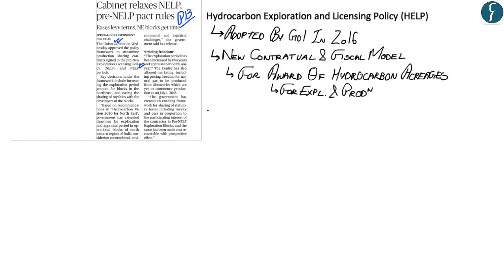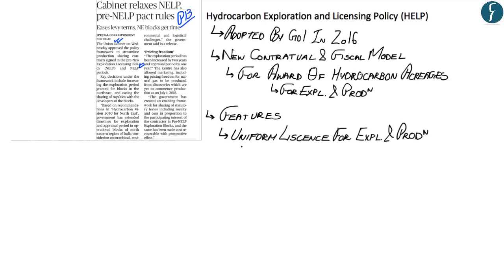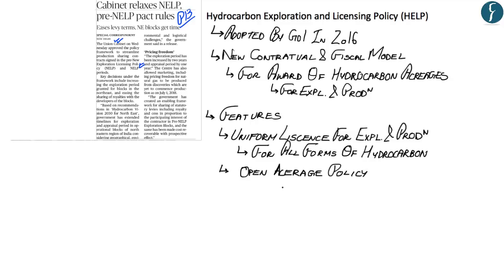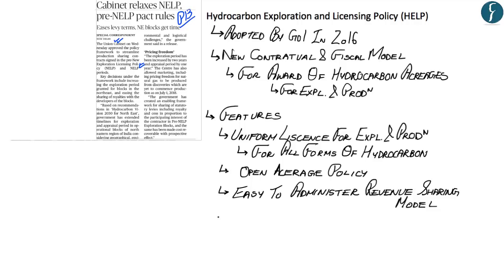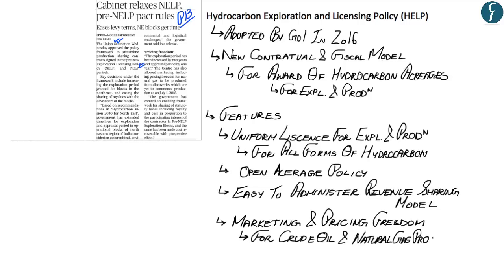Now the four main points under this policy: the first is that there would be a uniform license for exploration and production for all forms of hydrocarbon. The second feature is that it would have an open acreage policy. Acreage means an extent or area in acres. The third feature is that it would have an easy to administer revenue sharing model. And the fourth and last point is that it would have marketing and pricing freedom for the crude oil and natural gas produced.